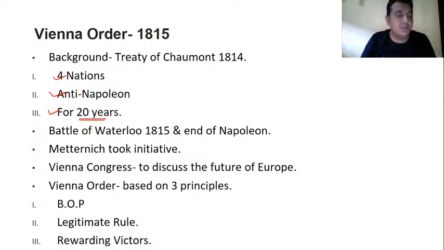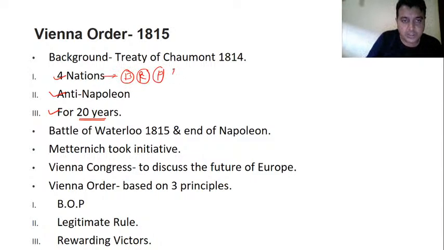Anti-Napoleon means if such a rise happens, it is for 20 years, and these four powers, that is Britain, Russia, and Austria, were against the rise of common people for 20 years. But somehow, Napoleon came back, and the Battle of Waterloo resulted in the end of Napoleon. Now, this Vienna Order was basically the brainchild of this person, Metternich.